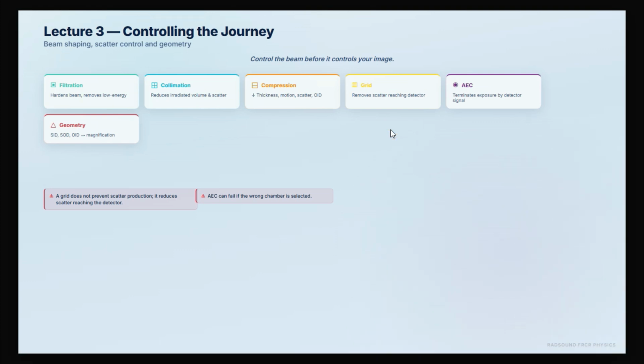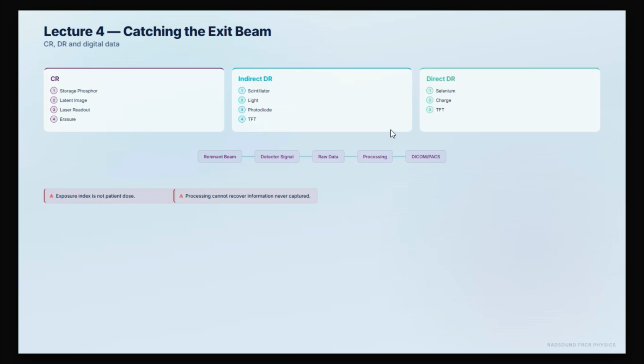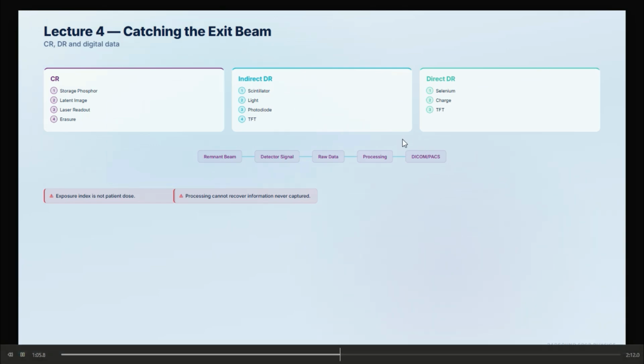And also remember, we have mentioned that the grid will increase dose to the patient, whereas the air gap also increases dose, but the dose increase with the air gap will be lesser. So in lecture 4, we discussed catching the X-ray beam when the beam reaches the detector level. So at the detector level, what's happening?